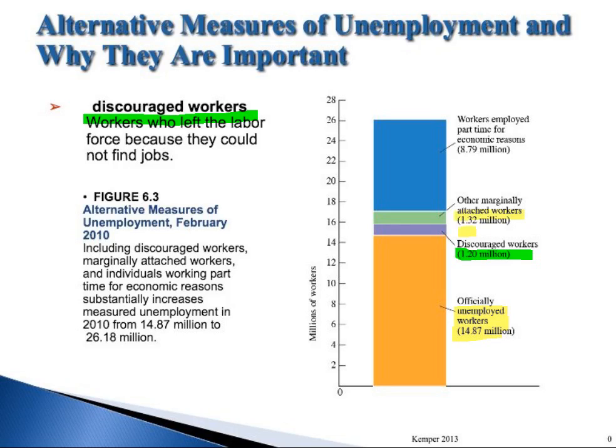So we have this 1.32 million plus our 1.2. Well, we're already up over 17 million that we haven't even accounted for. We've only accounted for 14.87. Then we also have these workers right here that are employed part-time for economic reasons.